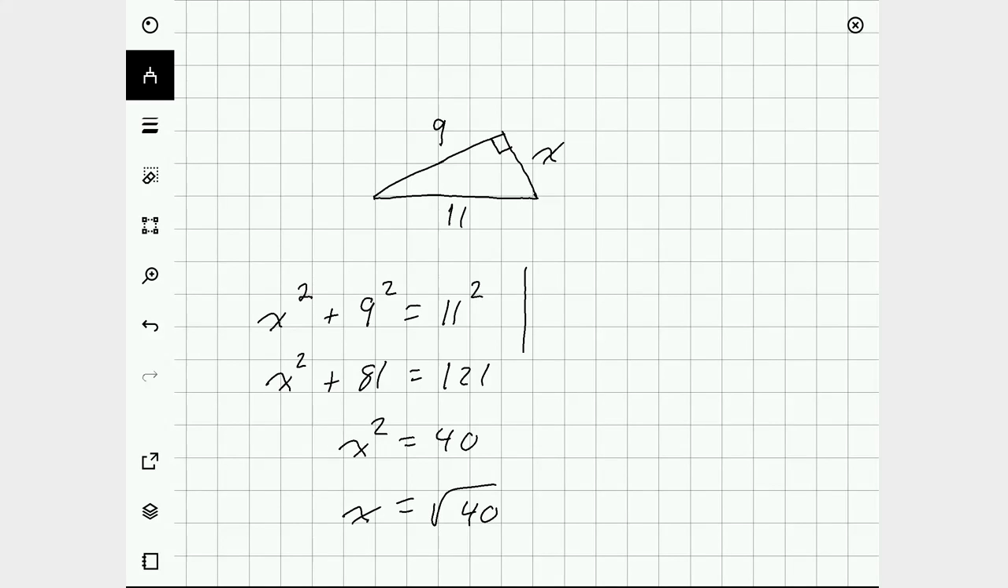But we can't leave our answer as the square root of 40. We have to do something. I might ask for an exact solution, in which case I'll take the square root of 40 and write that as the square root of 4 times the square root of 10, because 4 times 10 is 40, and square root of 4 is a value we can calculate. The square root of 4 is 2. So we can simplify that root and call it 2 square roots of 10.